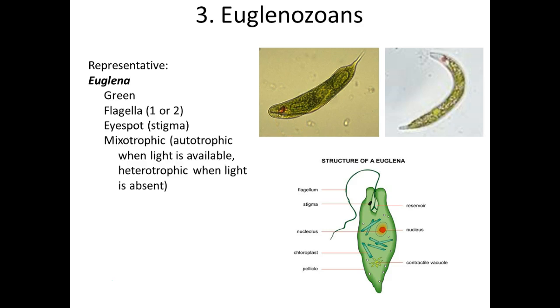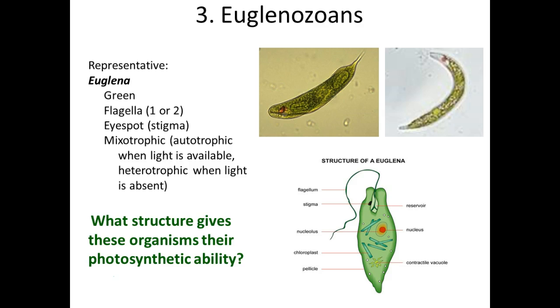These guys are also what's referred to as mixotrophs. They can make their own carbon from carbon dioxide. That's autotrophic when light energy is available. When light isn't available, they're going to eat other organisms, right? They're going to be heterotrophic. They're going to eat organic sources of carbon to be able to maintain themselves. So they have more than one way to survive. So what structure gives them their photosynthetic ability? They have a chloroplast. And it actually takes up most of their cell usually. So that's why they're green like that.